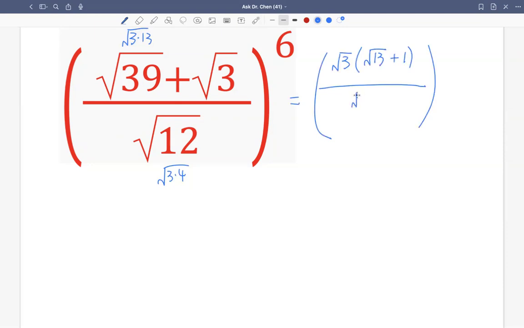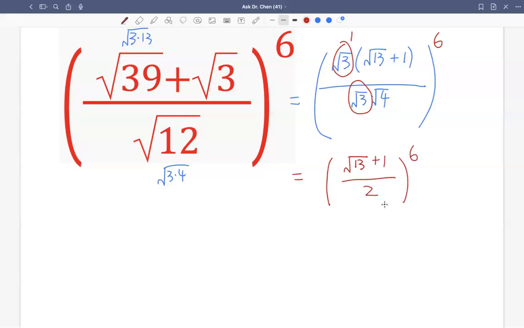The denominator, I can also write square root of 12 as square root of 3 multiplied by square root of 4. Then now I have square root of 3 divided by square root of 3, that becomes 1. Of course, this is raised to the 6. So now this expression I can simplify to be square root of 13 plus 1 divided by square root of 4, which is 2. Then raised to the 6.